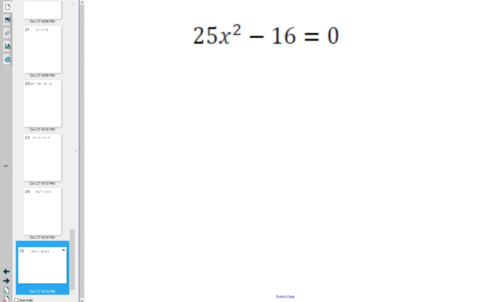Well, factoring depends on how many terms. How many terms do we have? We have two terms. What do we try first with two terms? GCF. Okay, good. Do I have a GCF here? No. So what's the only other way that we know how to factor two terms? How can I be a reverse trinomial if there's only two terms?